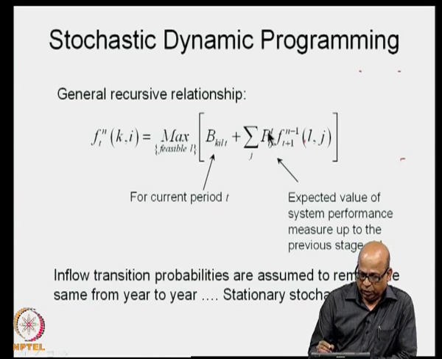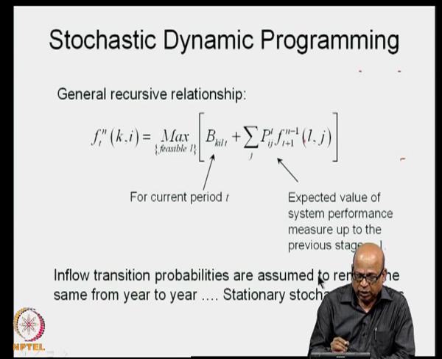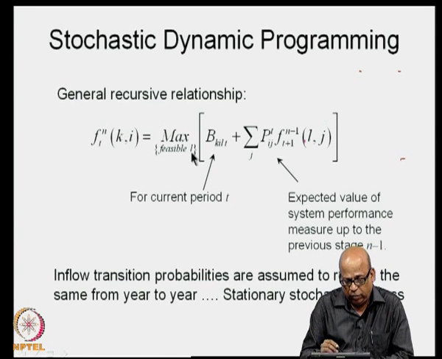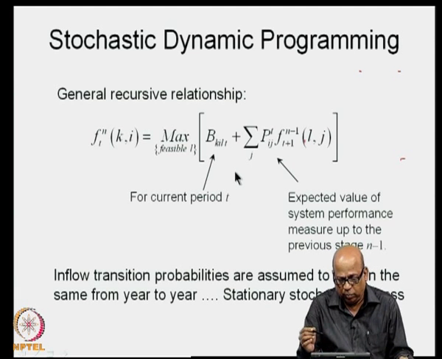So, the assumption in the P_ij^t's is that the inflow transition probabilities will remain the same from year to year, and that is what constitutes a stationary stochastic process. And because of this assumption, as you solve this recursive relationship, over time we achieve a steady state policy. I will define what is a steady state policy presently.